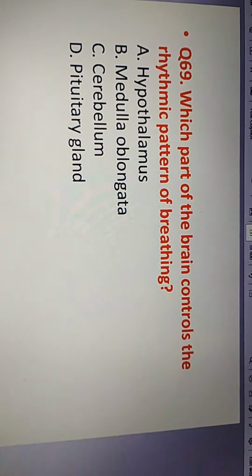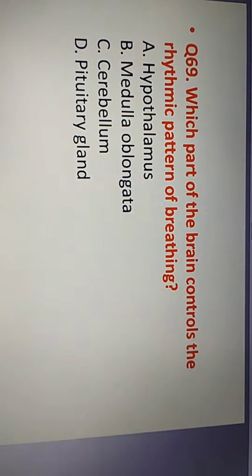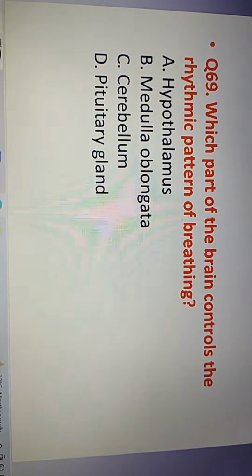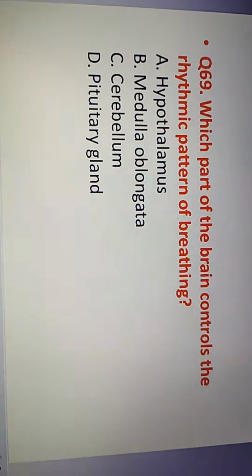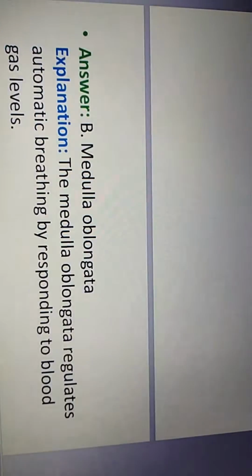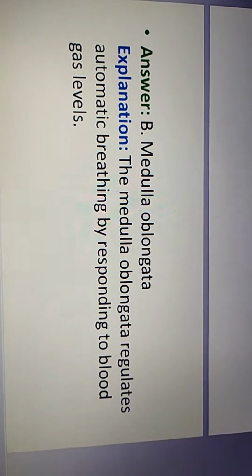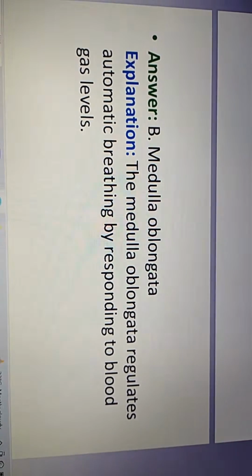Next, which part of the brain controls the rhythmic pattern of breathing? Option A, hypothalamus. Option B, medulla oblongata. Option C, cerebellum. Option D, pituitary gland. The correct answer is option B, medulla oblongata. The medulla oblongata regulates automatic breathing by responding to blood gas levels.